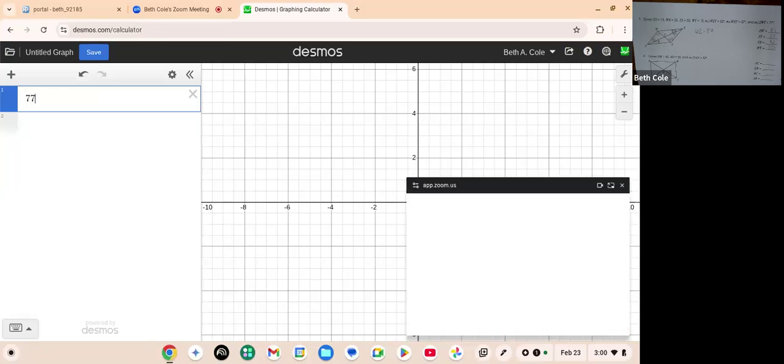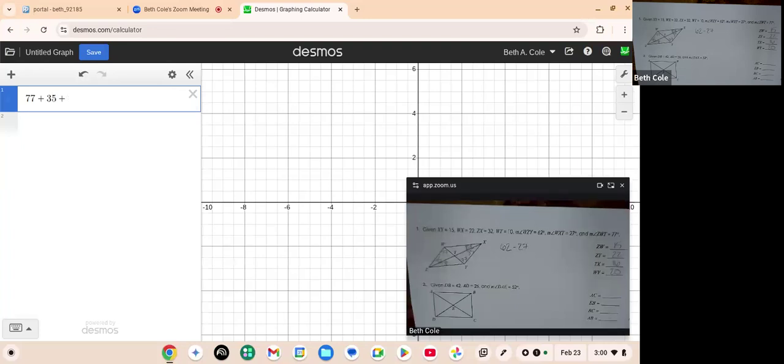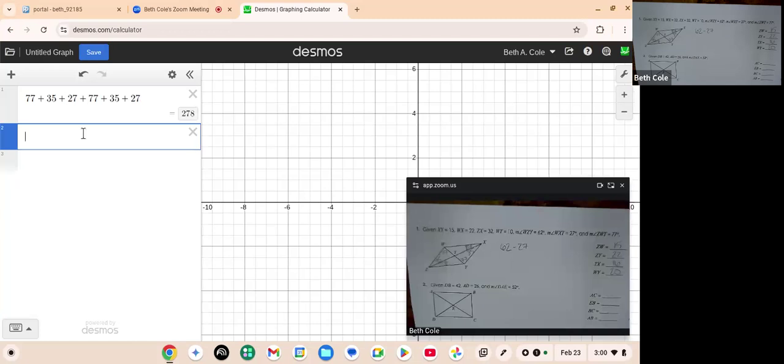What did we have? 77 plus 35 plus 27. And then didn't we have all those again? Plus 77 plus 35 plus 27. We had all of them twice. Did I type that right? Yes. Okay. Now you can flip your paper back over if you need to. It's not 180. What did we say all the angles add up to? 360. So I'm going to do 360 minus 278. That's what's left. Still with me?